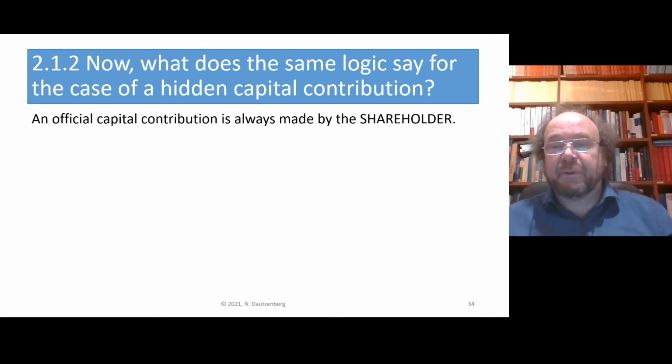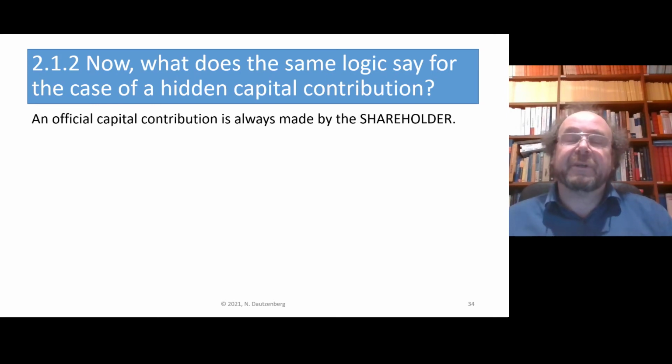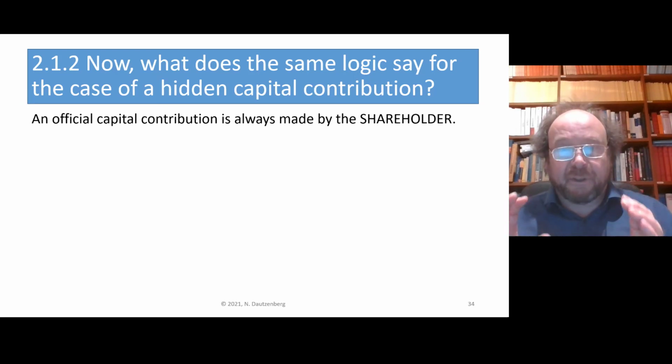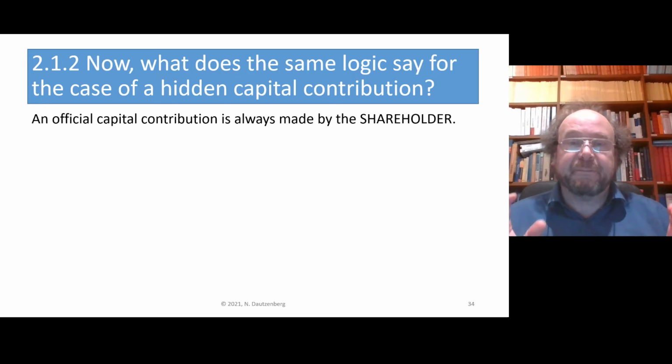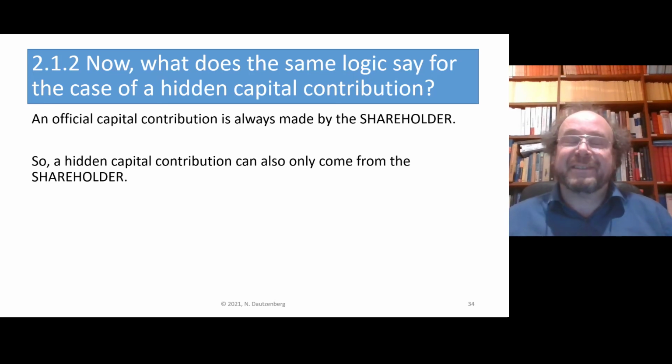The same logic, by the way, can also be applied for a hidden capital contribution. An official capital contribution is always made by the shareholder himself or herself. So a hidden capital contribution is exactly the same, only hidden. So a contribution can only come from the shareholder, also the hidden one.